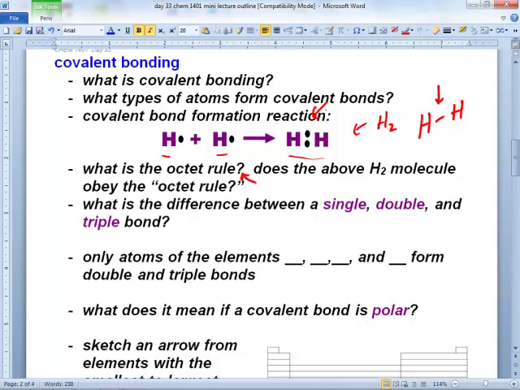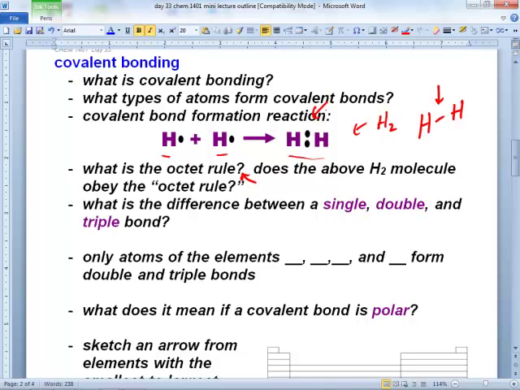Helium has 2 valence electrons. But all the other noble gases have how many valence? 8. Therefore, the octet rule. Everything wants 8 valence electrons around it. So when we're drawing these little structures, we want to obey the octet rule, except for hydrogen. He's happy with 2 electrons.